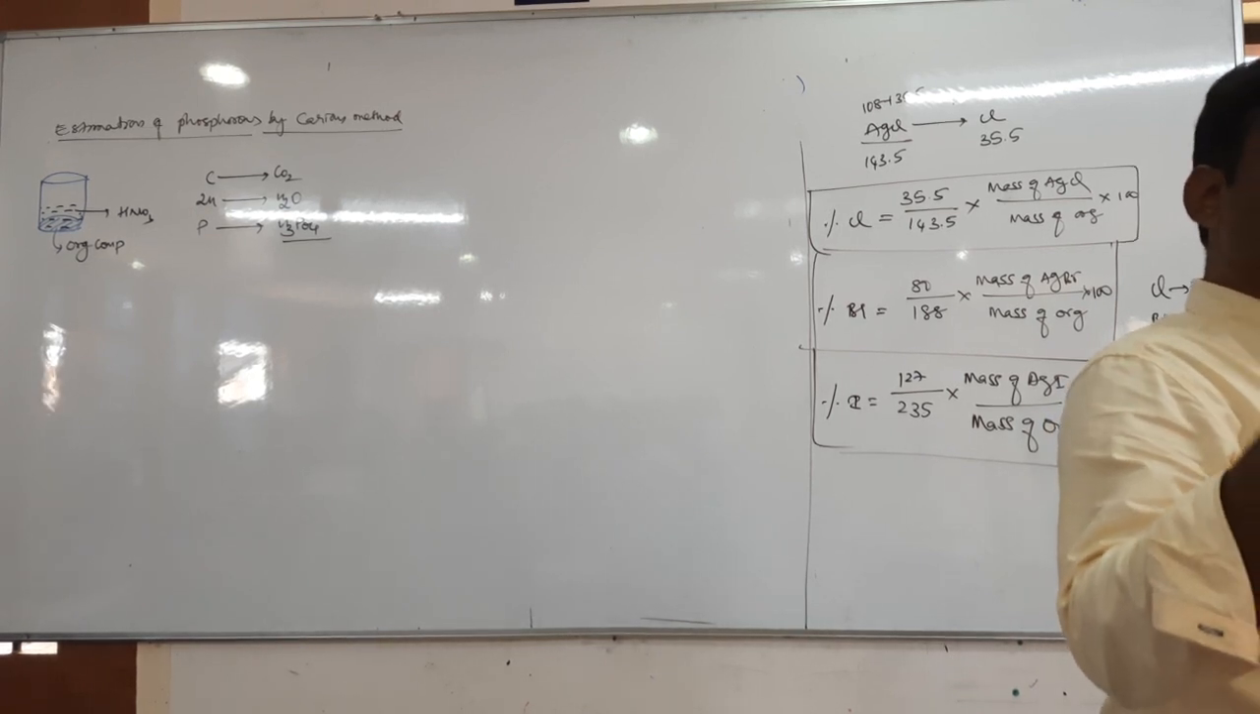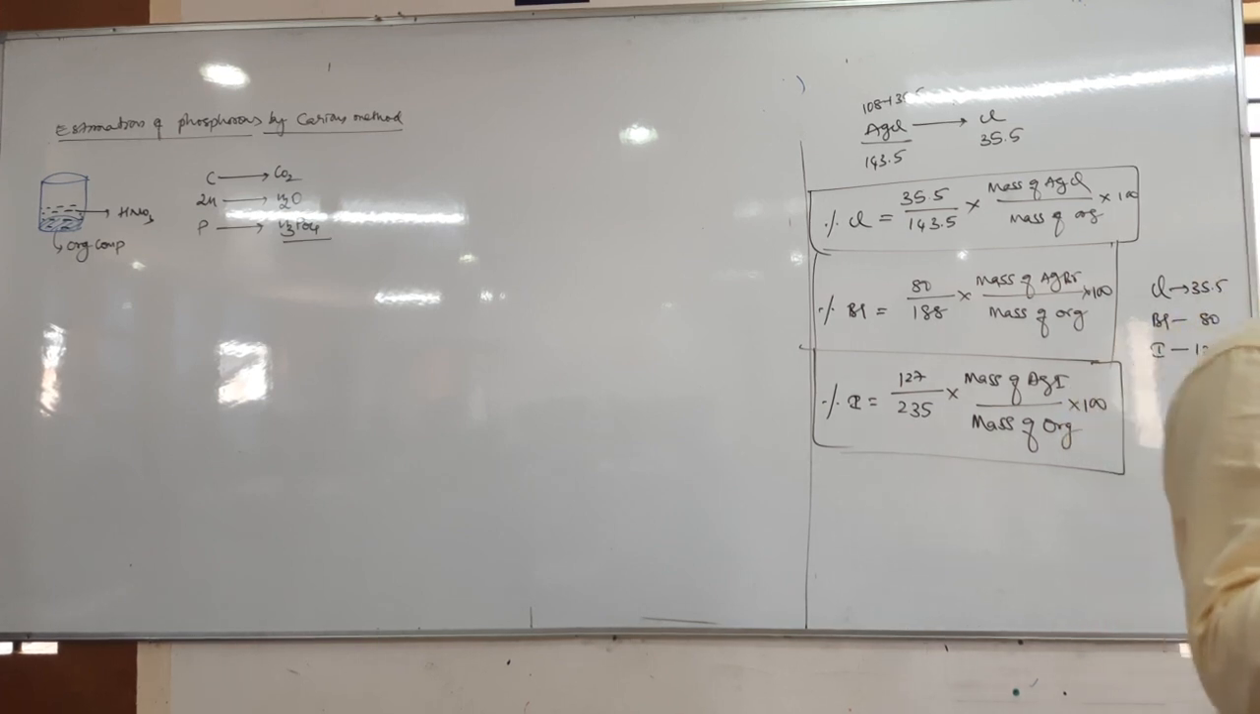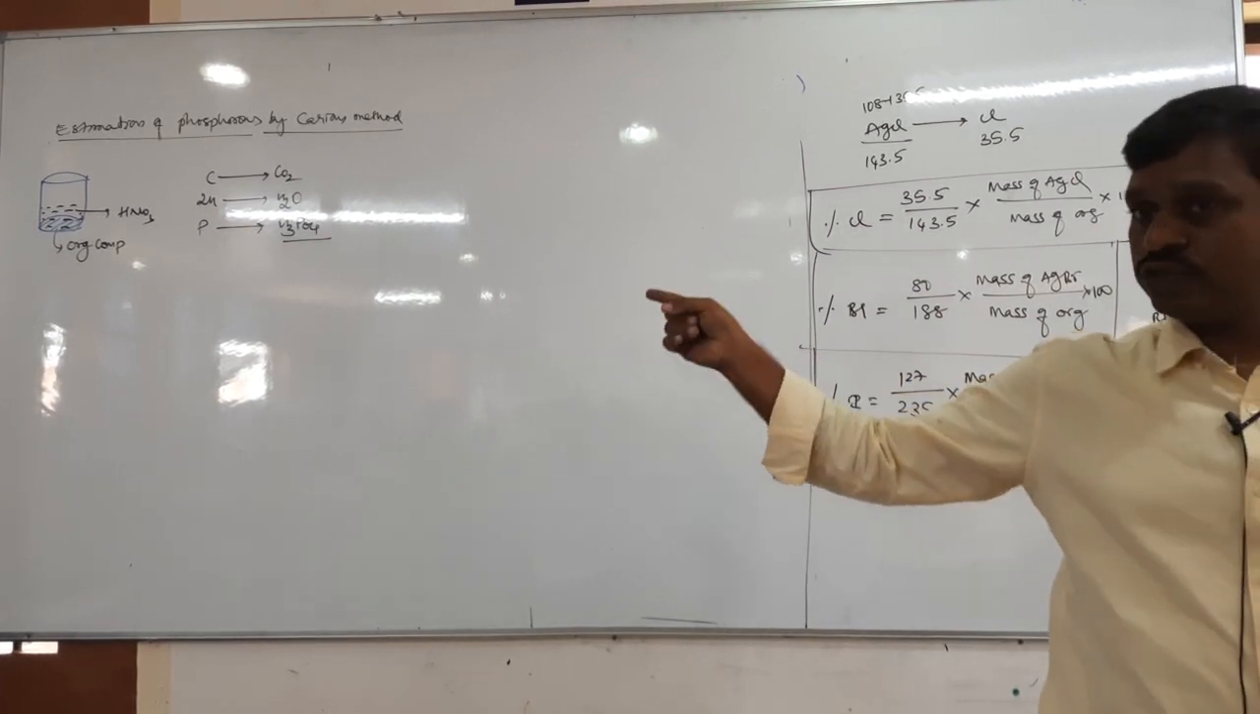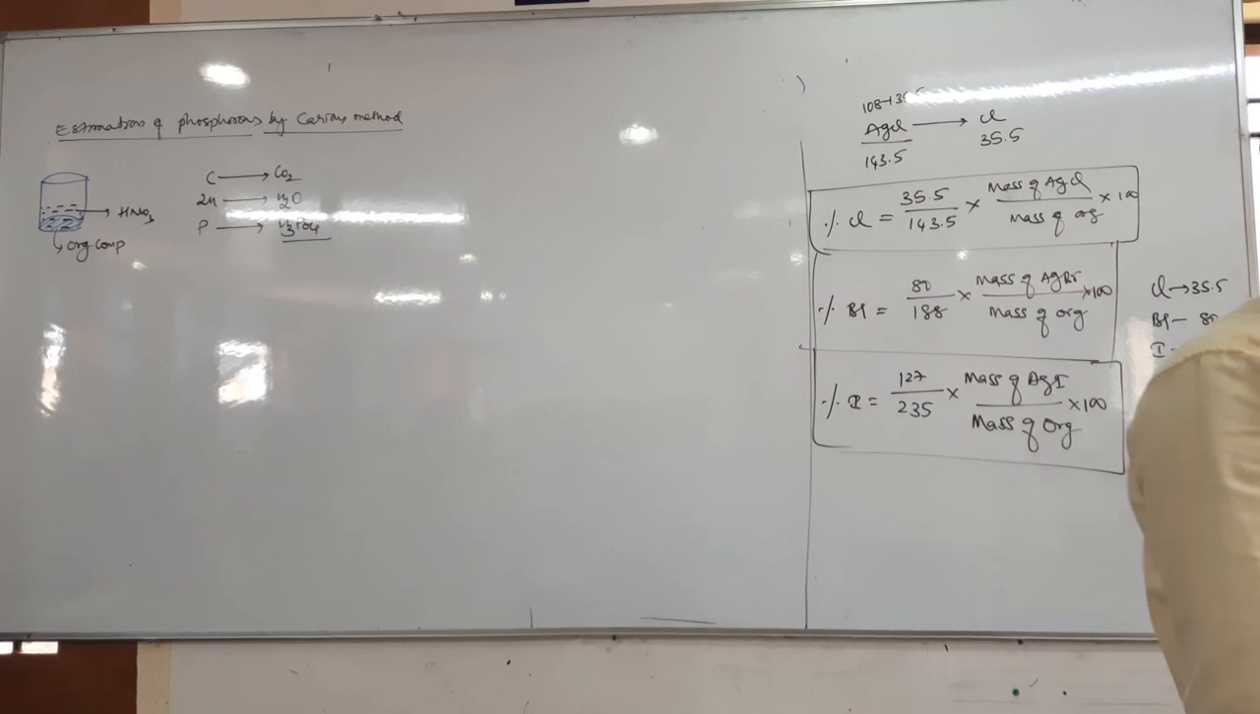Ammonium molybdate. No, what is the reagent that should be added? Ammonium molybdate. Right. So this phosphoric acid should be treated with ammonium molybdate to form ammonium phosphomolybdate, which is a PPT.